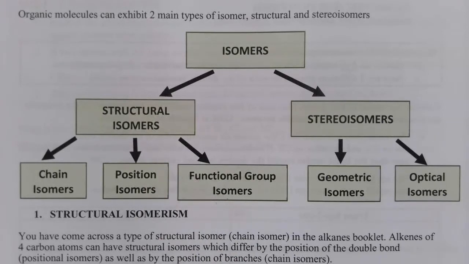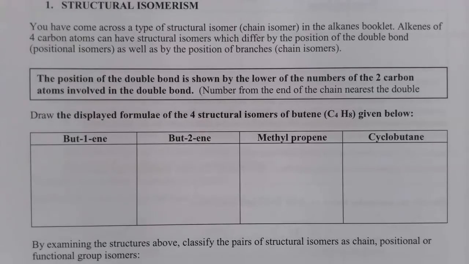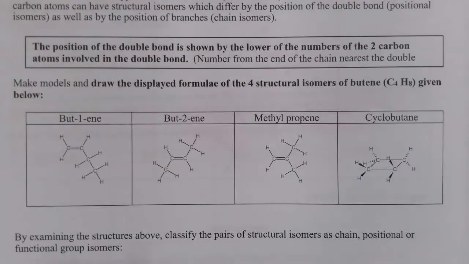Position isomers, that's generally to do with the position of the double bond. And lastly, chain isomerism is to do with the carbon skeleton. A good example of this is C4H8, which has chain, position and functional group isomerism. So there we have but-1-ene and but-2-ene. Notice that we've moved the position of the carbon-carbon double bond.